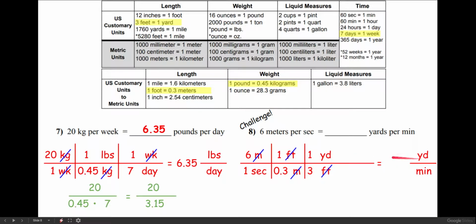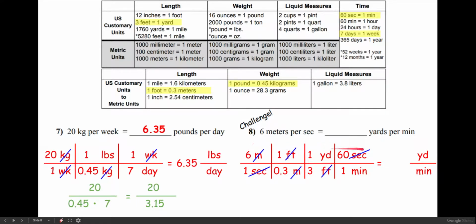Now we have yards on top, exactly what we wanted. We need to change the seconds to minutes. How do we do that? Well, let's see, 60 seconds in 1 minute. So if we want to cancel out the seconds, we need to put it on top, and then minute goes on bottom. This crosses out the seconds, and then write the information. 60 seconds is 1 minute. So let's make sure we did this correctly. We only have yards on top, and on bottom we only have minutes. Good. Let's deal with our numbers.